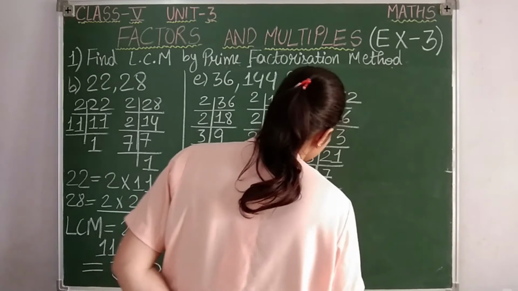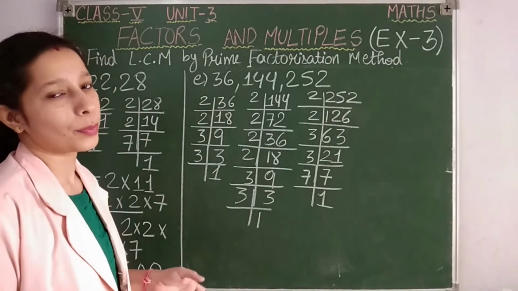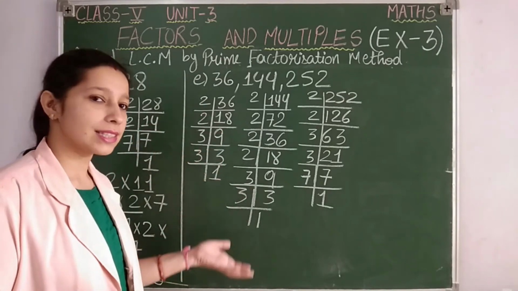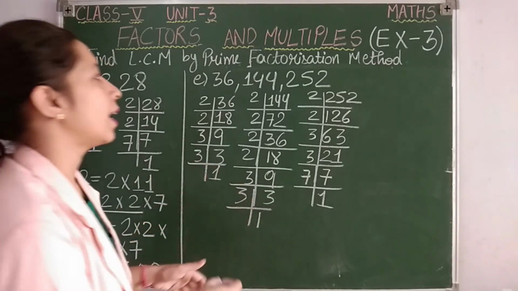Students, see prime factors I am simply solving because we have already explained to you how to calculate prime factors. You should know the divisibility rule, you should know how to divide the number, then simply you can do the prime factorization. Okay, prime factorization is ready. Now let us find the LCM.